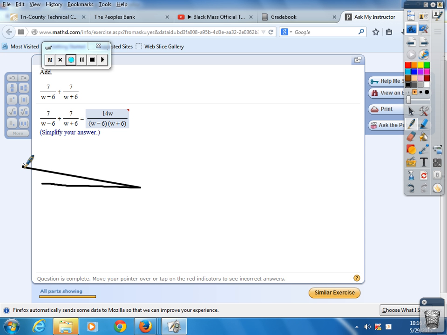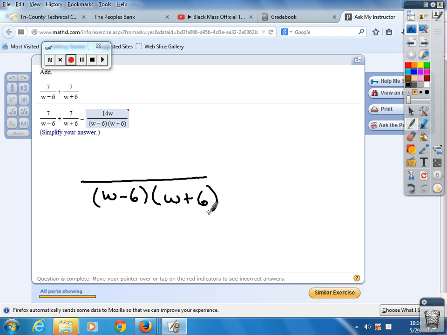These are expressions, so you do not clear the denominator, you just make it a little bit neater. So the common denominator is W minus 6 and W plus 6. W plus 6 is missing from here, so that's 7 times W plus 6. W minus 6 is missing here. That would be W minus 6.